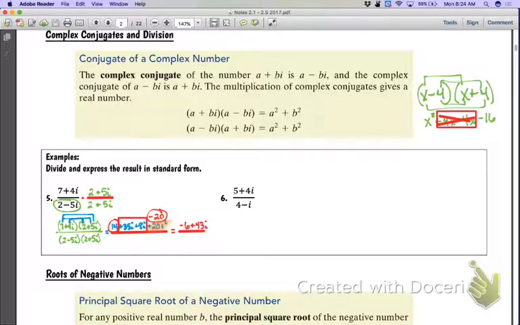Now, the bottom is completely up to you as far as how much or how little you want to do this. Kate, do you have a question? No?